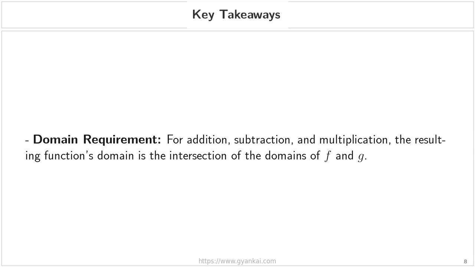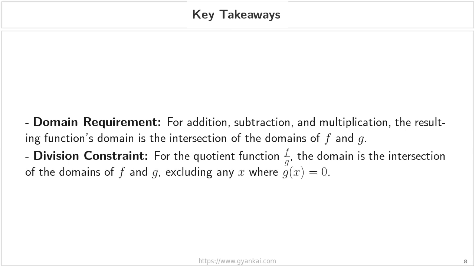First, we need to talk about the domain requirement. When you are performing addition, subtraction, or multiplication, you can't just pick any number. The domain of your new, resulting function is the intersection of the domains of function f and function g. In simpler terms, this means the new function only works for x values that are valid for both original functions at the same time.